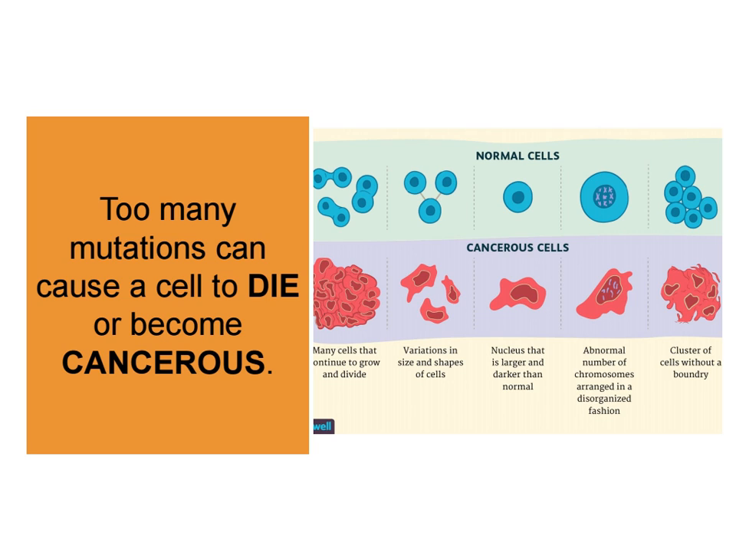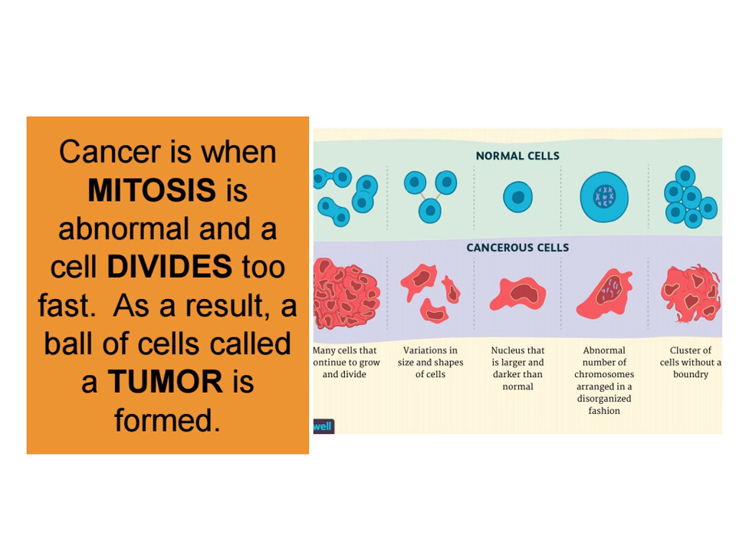You can see the normal cells up at the top are very uniform and regular looking, like the cells that we've been talking about all during this year. But cancerous cells, you'll notice, are all jumbled up, they're all different sizes, and they don't look like normal cells. Cancer, the disease, is when mitosis is abnormal, and this causes a cell to divide too fast. As a result, the cells pile on top of each other and create something called a tumor.